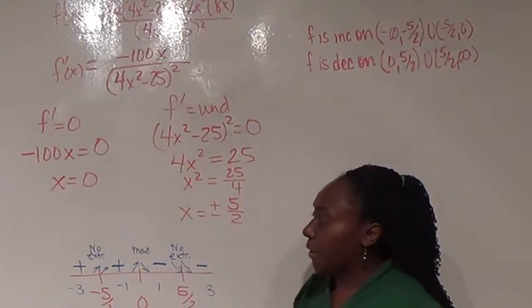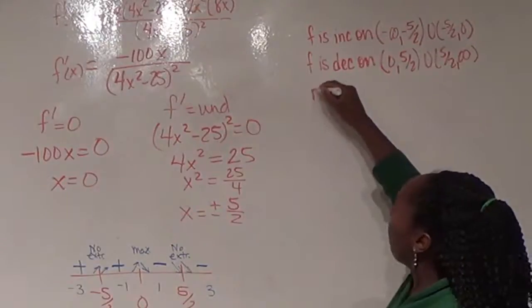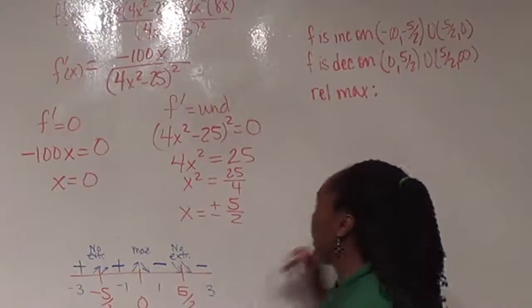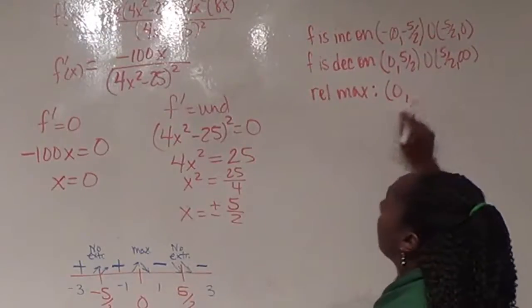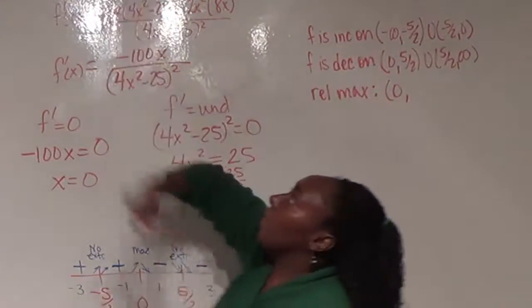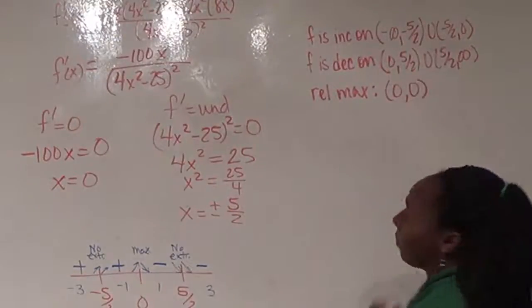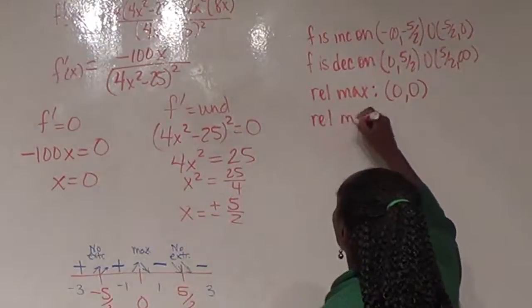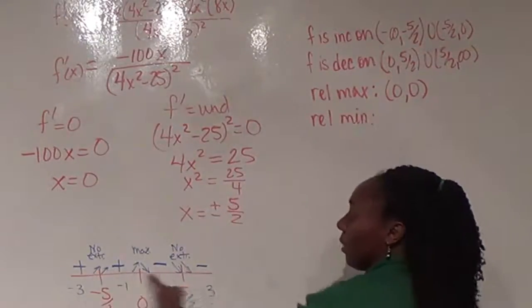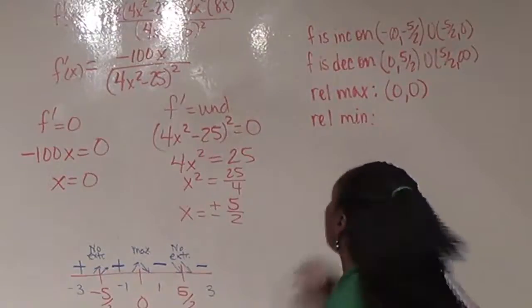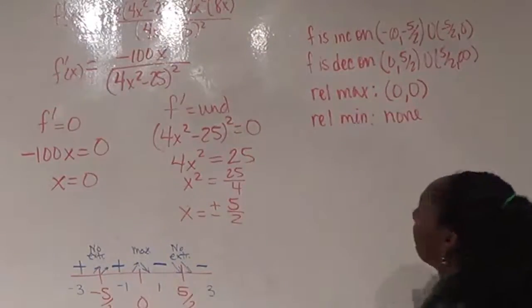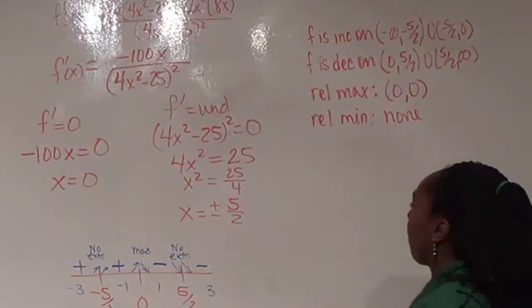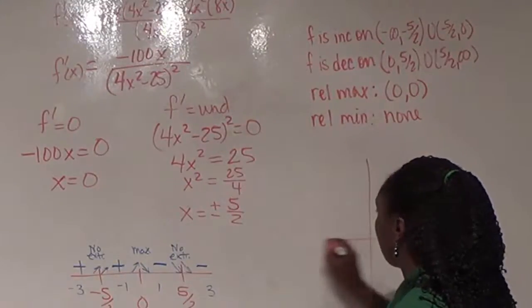As far as our extrema go, we have a relative max. Here we saw that's occurring at x equals 0. For the y value, again, we can plug in, and we'll see that we'll get another 0. And then for relative min, well, here we noticed there were no other extrema, so this is just none. Now let's get the graph of this function.